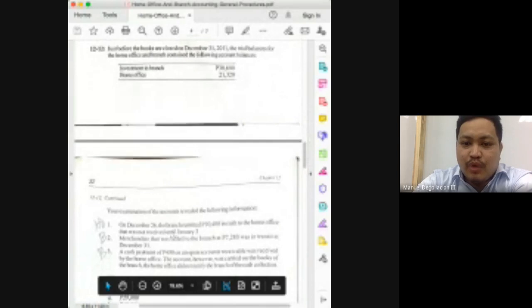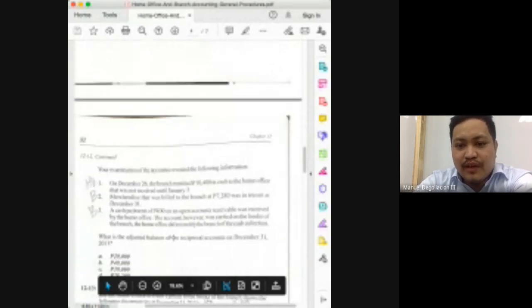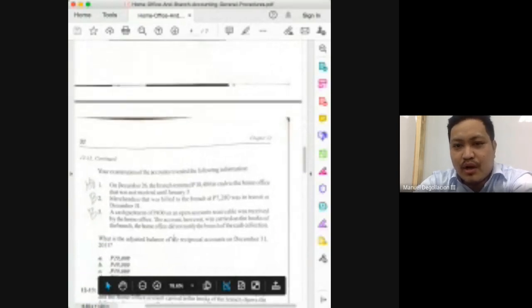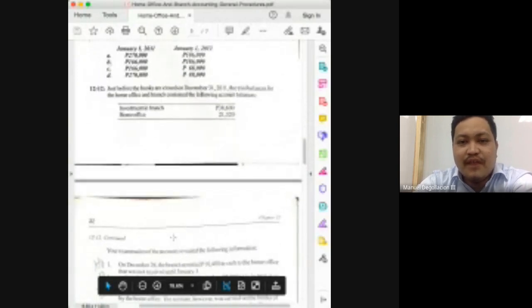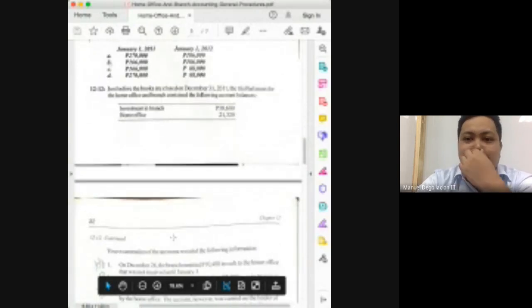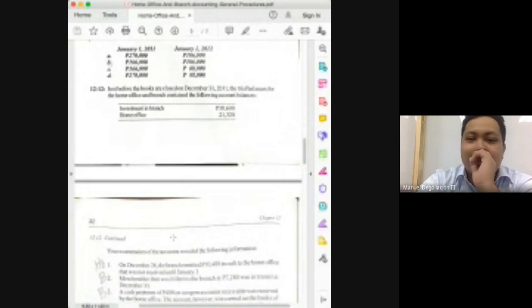Let's have problem 12. The question in problem 12 is, what is the adjusted balance of the reciprocal accounts? And what is given? We're given the investment in branch. How much is the investment in branch there? 38,600. Okay, and how much is the balance of your home office? 21,320. But what did we say before? That supposedly they should have the same balance. They should have the same amount.